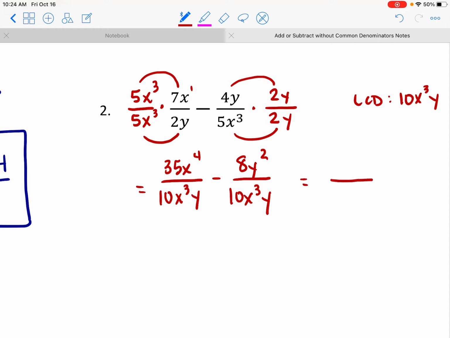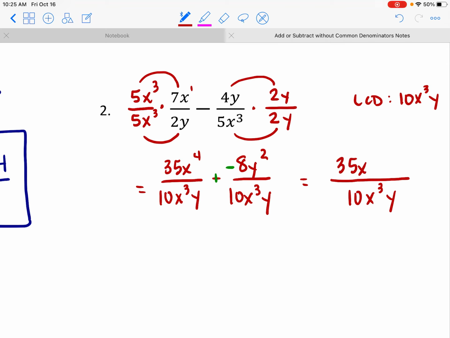So we're going to keep our common denominator, 10x cubed y, and then I'm going to try to subtract my terms from the numerators. Remember, if you want, this is a minus that belongs with the 8y squared, but these are not like terms, so I can't actually combine them.